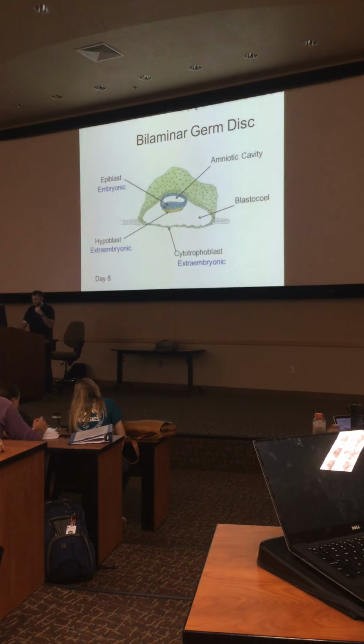Epiblast, hypoblast. Okay? Your epiblast, this blue part, is what becomes the embryo. It doesn't only become the embryo, but that's where all of the embryo comes from. Your hypoblast does a lot of other stuff, but it doesn't become the embryo. Okay? And then you still have your blastocyst right here, this big opening from what took you from a morula to a blastocyst. Okay?